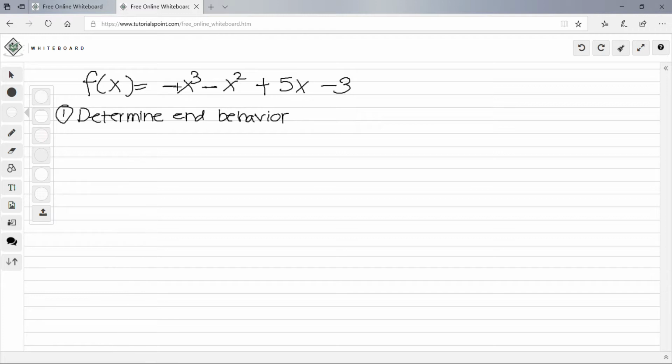So you look at our highest degree, which is the negative x cubed, right? So I'm going to write negative x cubed. And then you have to look at 2 things, the degree and then the coefficient. So there's an invisible negative one right here, right? So we know it's odd degree. It's odd degree, and it has a negative coefficient.